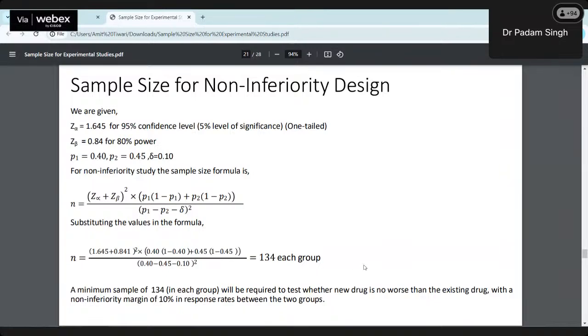So I hope that these three concepts, these three types of trials, and how to calculate sample size, you have seen how it works out. Next.